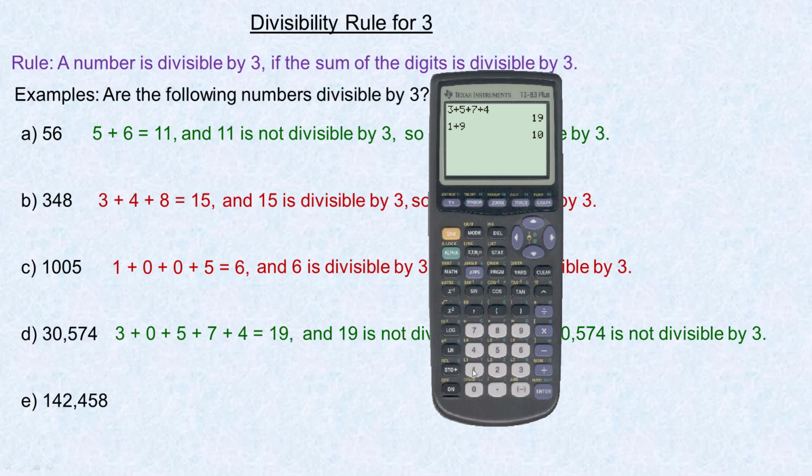Okay, so the last number is 142,458. So we're getting larger here again. 1 plus 4 plus 2 plus 4 plus 5 plus 8. So I added the digits of 142,458, and that adds to 24. And remember, 24 is divisible by 3 because 3 times 8 is 24. See, it is a multiple of 3.